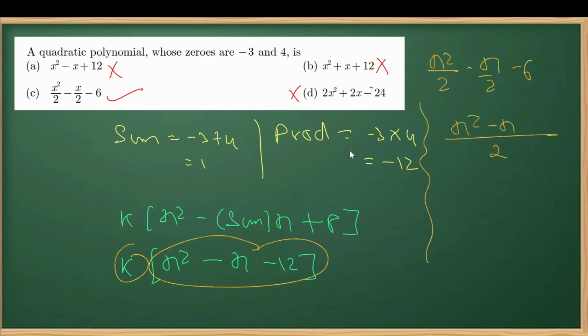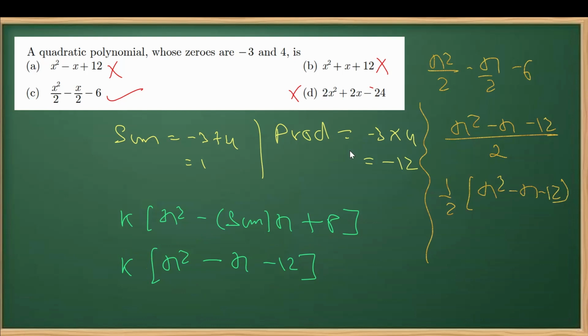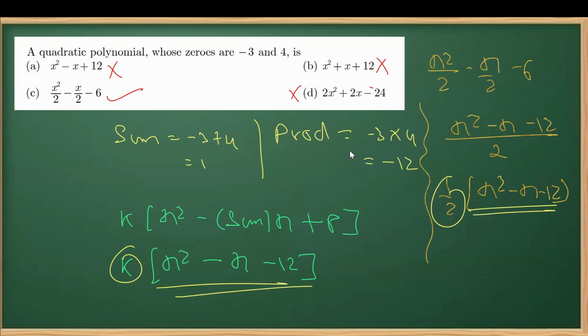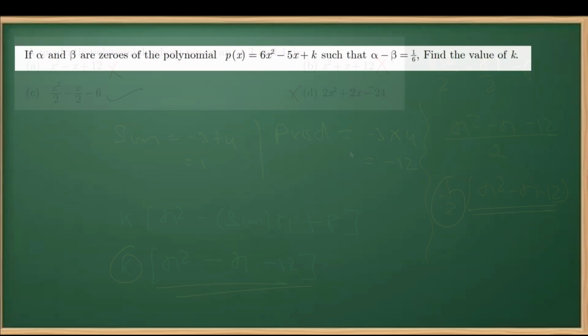X squared minus x minus 12. I can keep half outside, that results to give you x squared minus x minus 12. Now, what you can see from here, that keeping k as half, this is same as this. So therefore, C is the correct option for this.